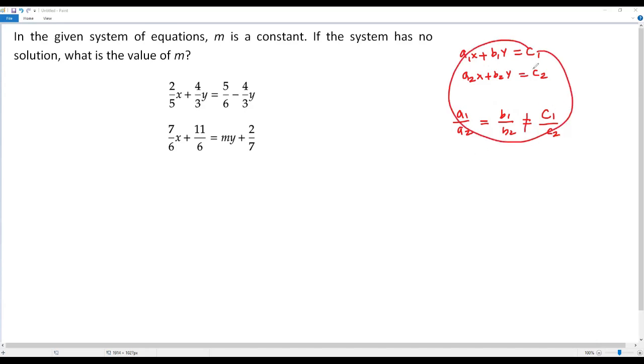Okay, if I want to use this for the given system of two linear equations, I have to write both the linear equations in standard form. Then I have to apply what we have discussed to get the value of m, because for the given system there is no solution. Now, to write each equation in standard form, we have to get rid of the fractions in both the equations. Let me consider the first equation.